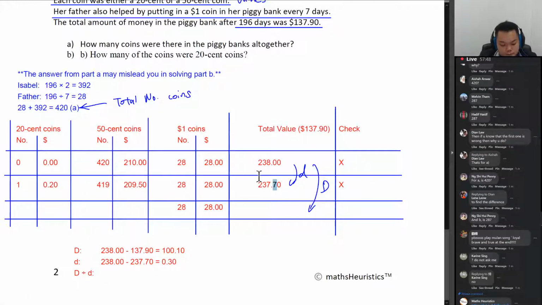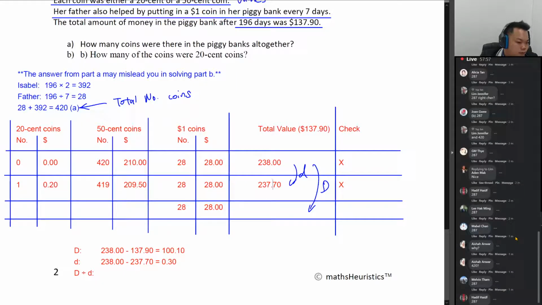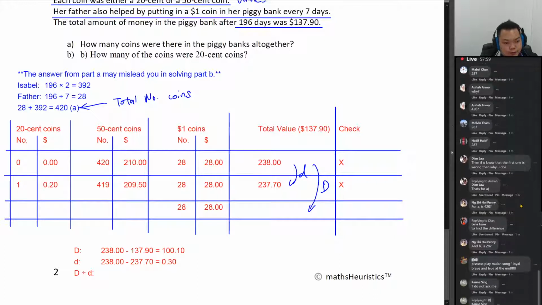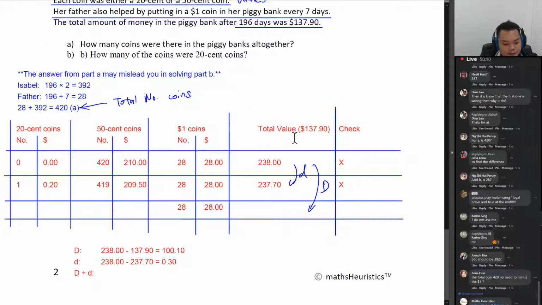Wait up. Then if you know that the first one is wrong, then why do you do it? No lah, you still have to solve for part A ma. Right, wait, let me check something. Did I press something wrongly?